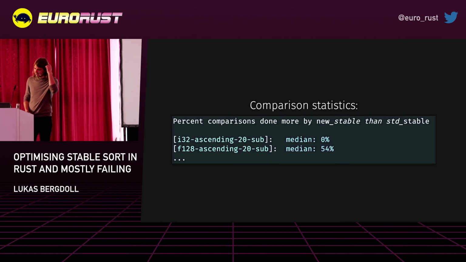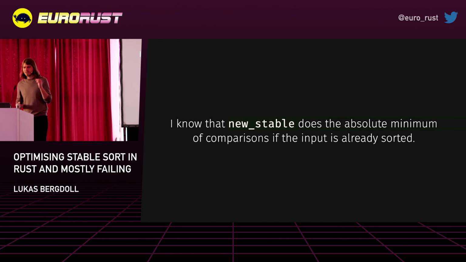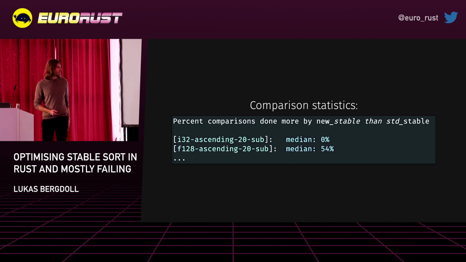And this is curious, right? This tells us that for all the sizes below 20, somehow this one type does way more comparisons for the ascending pattern. And that's strange, because I know that the new implementation does the absolute minimum of comparisons if the input is already sorted. So if it has 10 elements, it will do 9 comparisons guaranteed, and that's it. And that's the same that the existing one did. For sizes below 20, it did an insertion sort. So how on earth does one type suddenly do more comparisons than the other?